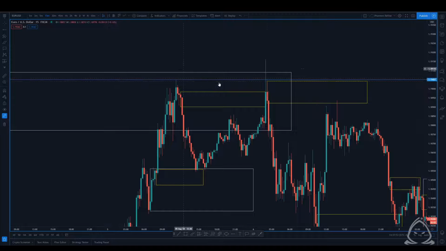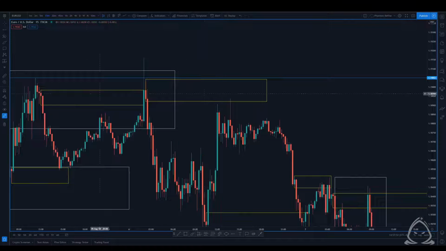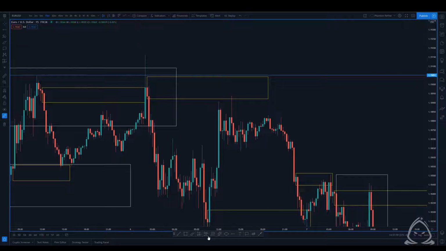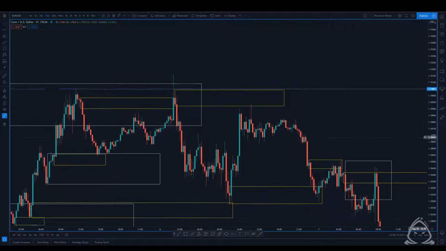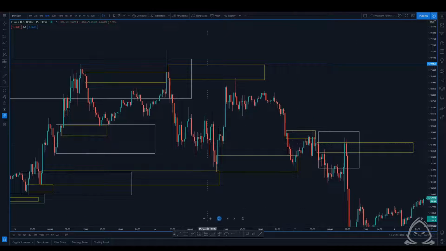We had that sweep of the highs, which would have stopped us out on this order block. But what we can see is price then swept the high here, pushed to the downside, it broke structure, it even broke some more structure down here. So we can see price is very strongly bearish at this point, breaking structure, creating lower lows and lower highs.